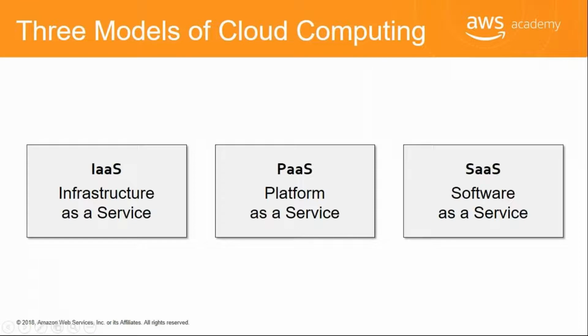So there are three models of cloud computing. One is IaaS, infrastructure as a service. Second is PaaS, platform as a service, and the last is SaaS, software as a service.